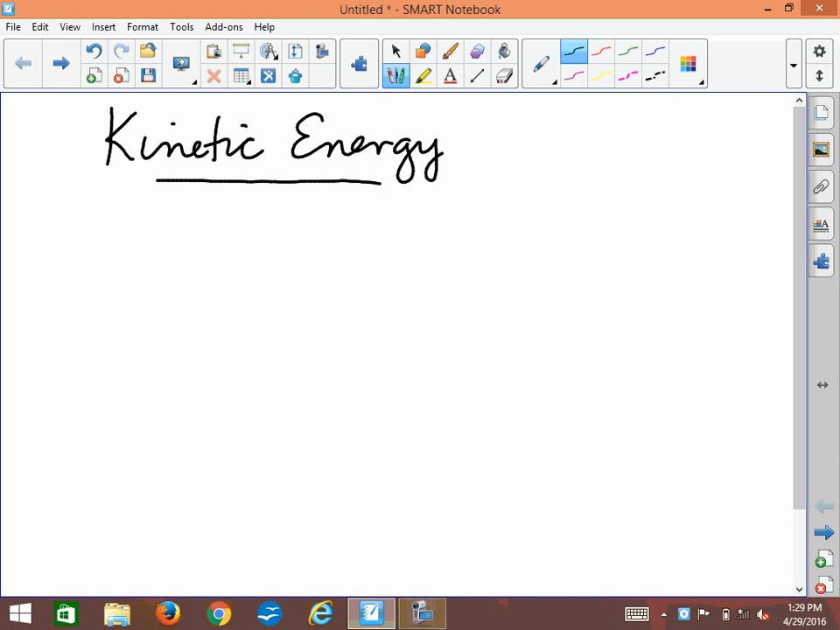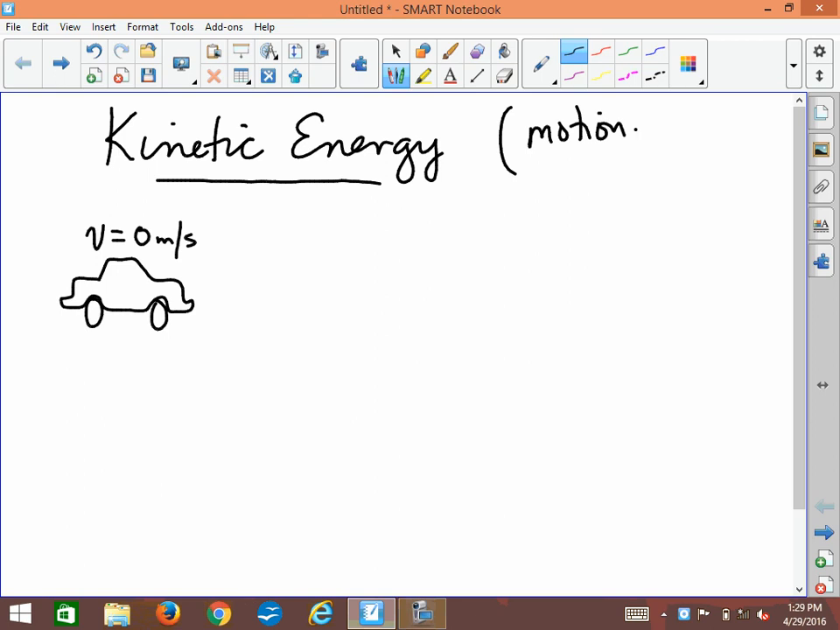So, let's just start with a little scenario. I'll draw a little car here. There it goes. And if we have a car that's initially standing still, not moving at all, it would have no kinetic energy. Remember, kinetic energy is energy that's due to motion, right? Or more specifically, velocity. If you have speed or velocity, then you have kinetic energy.